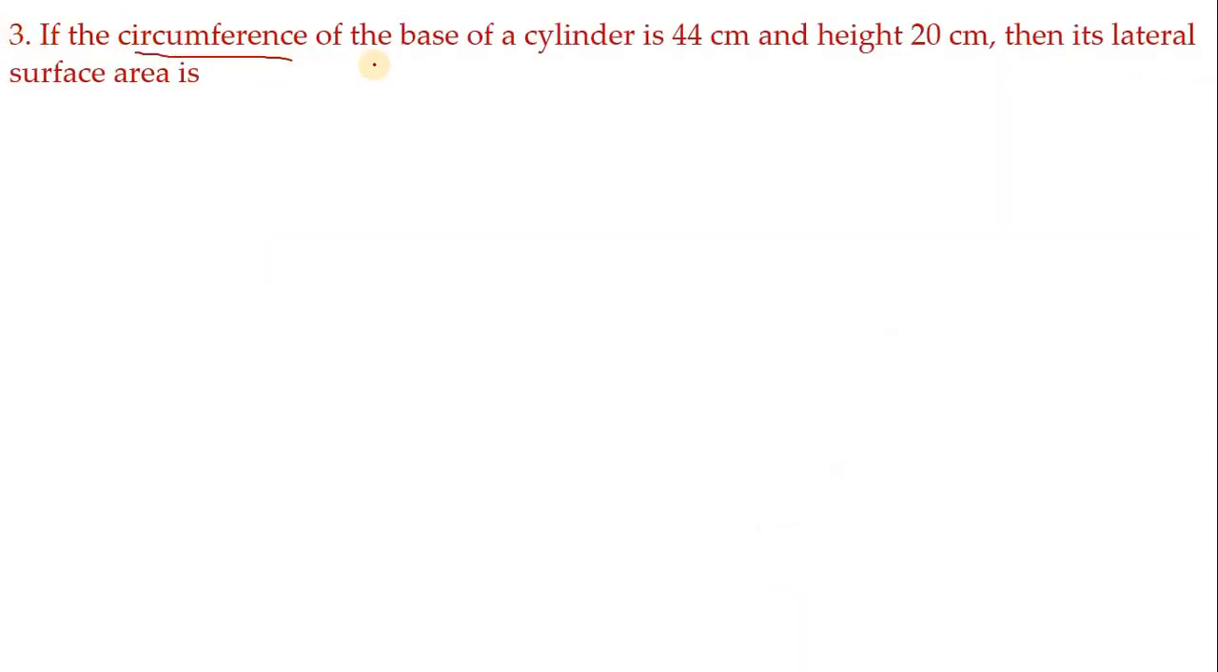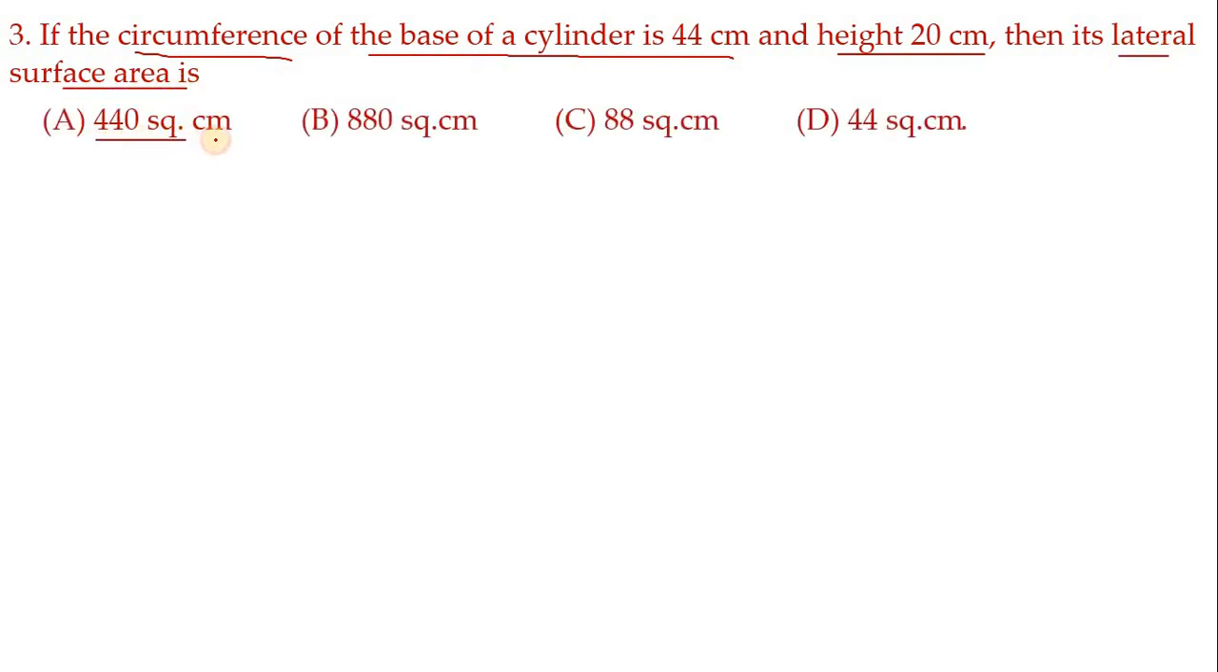If the circumference of the base of a cylinder is 44 cm and height is 20 cm, then its lateral surface area is: 440 square centimeter, 880 square centimeter, 88 square centimeter, 44 square centimeter. Understand the problem here.